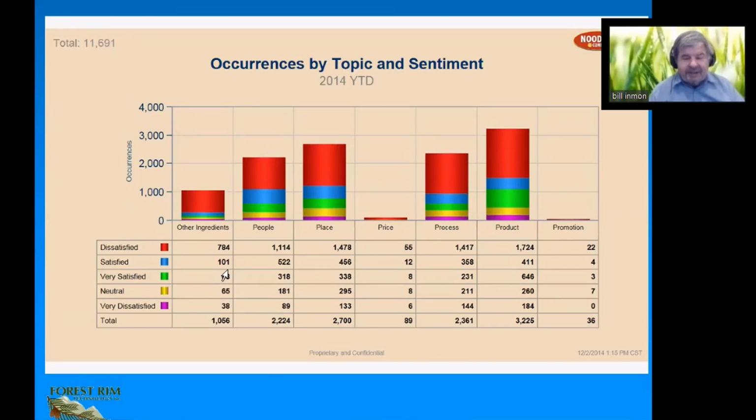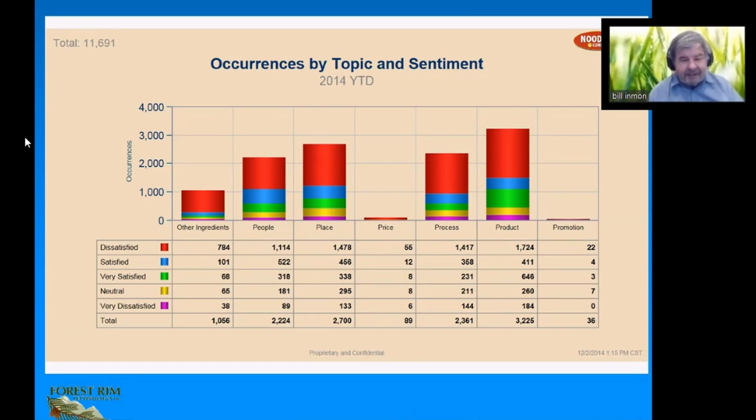So what we did was we took the customer comments and created a visualization. This is another example of a simple visualization. And what we did was we divided the comments up into different categories. For example, we see a category of people, place, price, process, product, etc., and so forth.